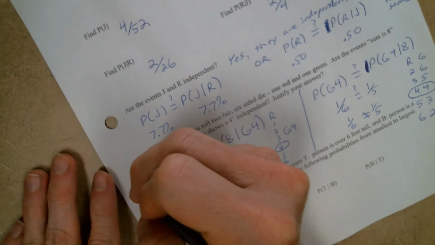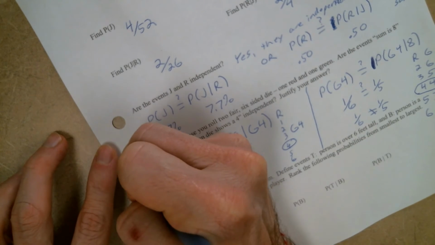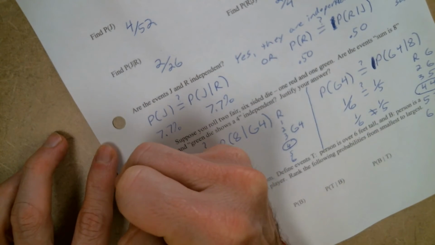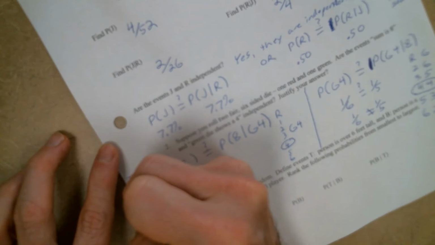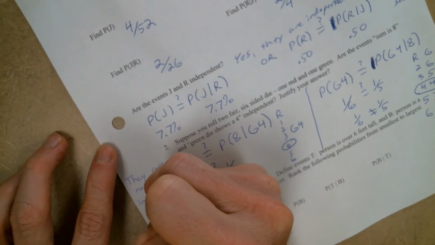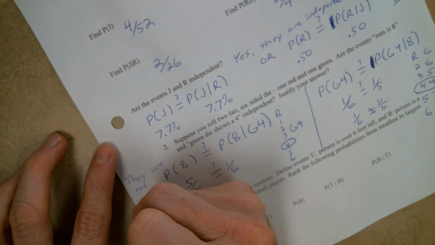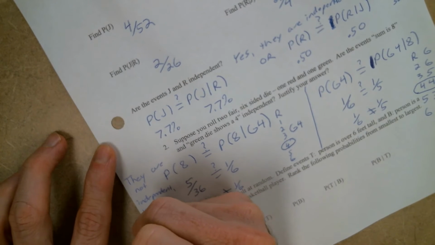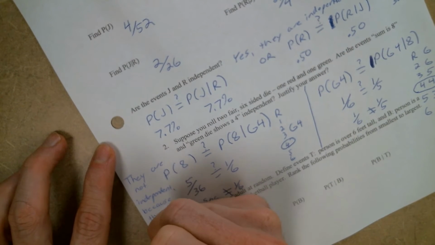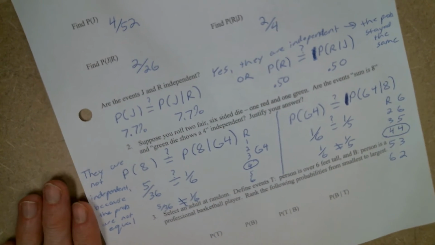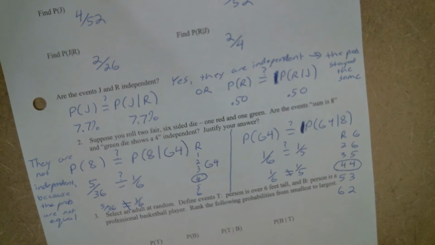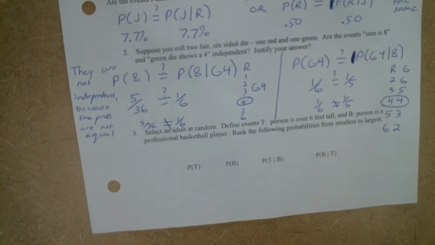So again, I'm running out of room here because I did both of them. They are not independent because the probabilities are not equal. And again, it doesn't matter which way you show it to me, but you have to show one of these two to prove the situation here. Now, the next one doesn't have any calculations. It's just asking you to think about it.